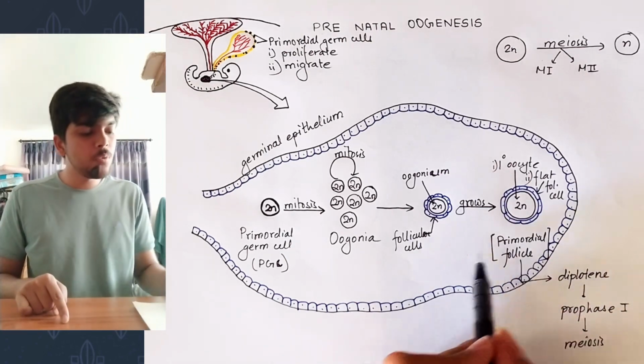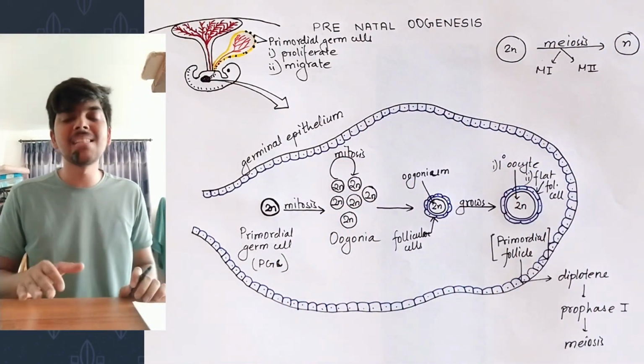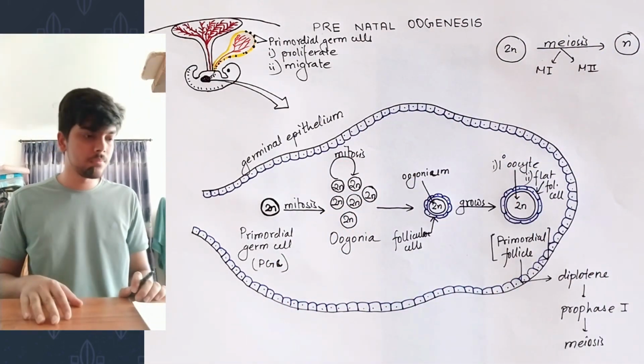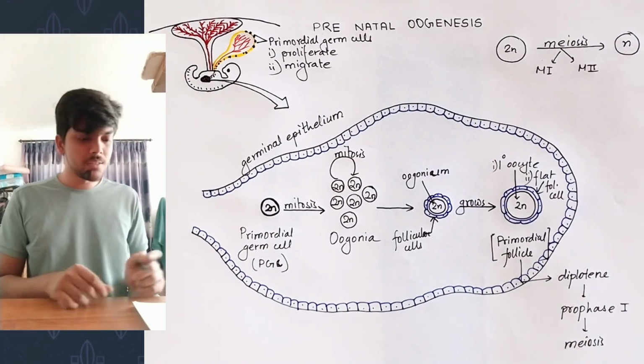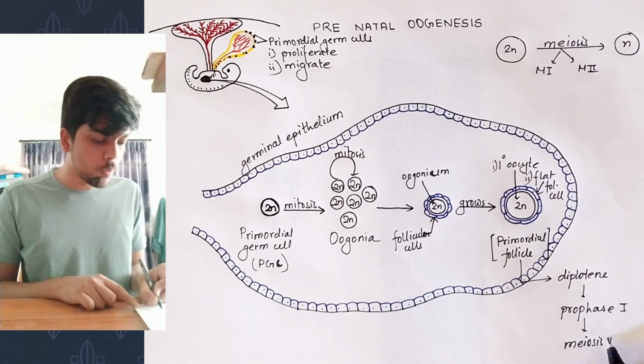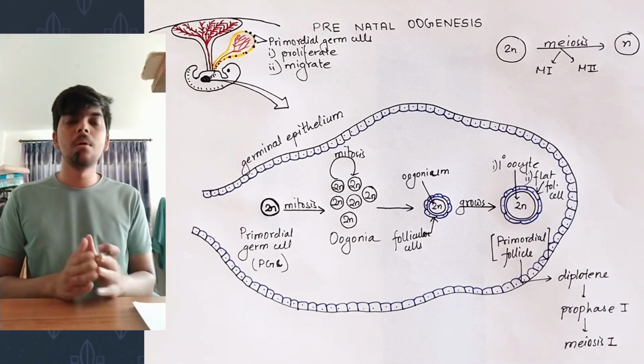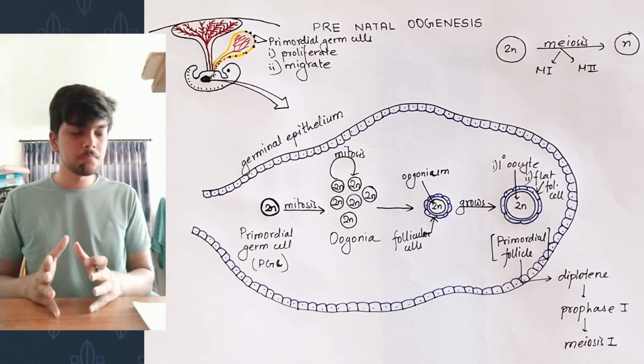And all the primordial follicles that are formed inside the ovary, they become arrested or inactive. During which stage? During diplotene stage of prophase 1 of meiosis 1. So all the primordial follicles, they become inactive or arrested.